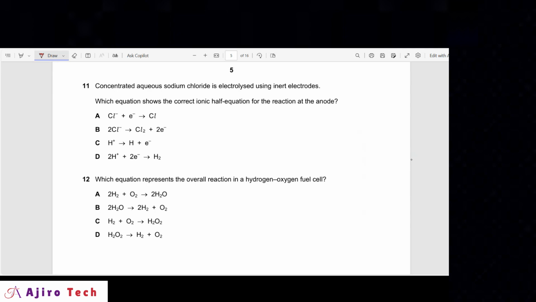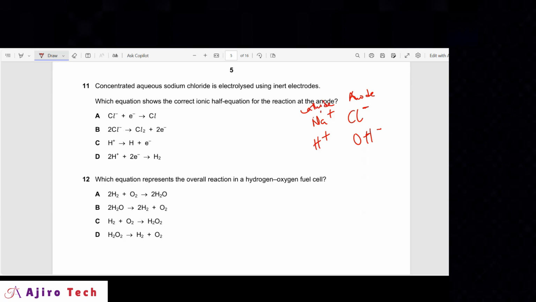Concentrated aqueous sodium chloride is electrolyzed. Since it's concentrated aqueous, we have sodium ions and chloride ions. The aqueous part of it gives the hydrogen ions and the hydroxide ions. This is the anode and this is the cathode, basically. So our focus is on the anode.